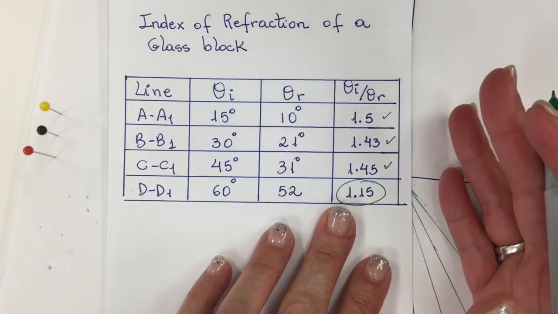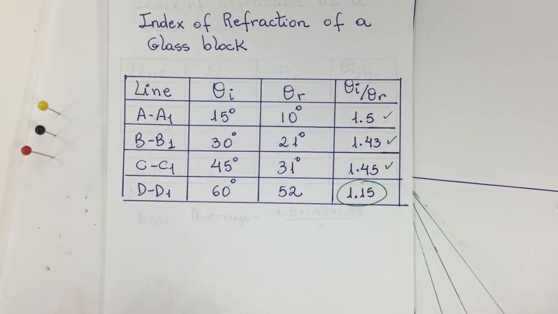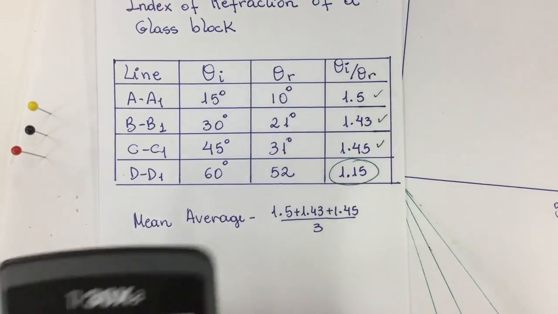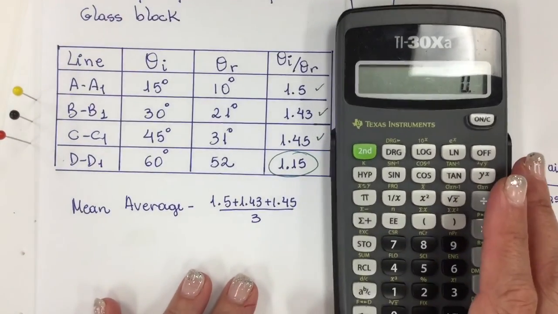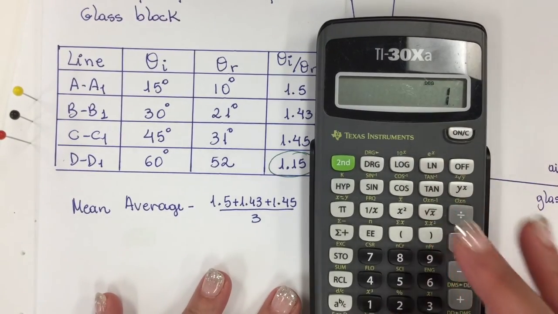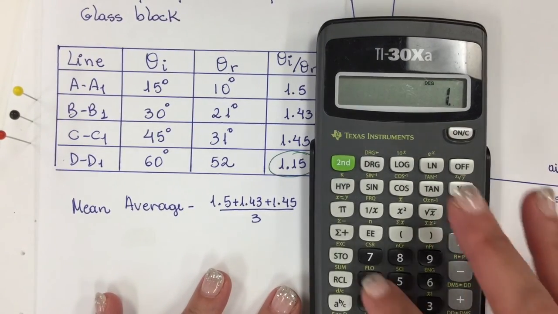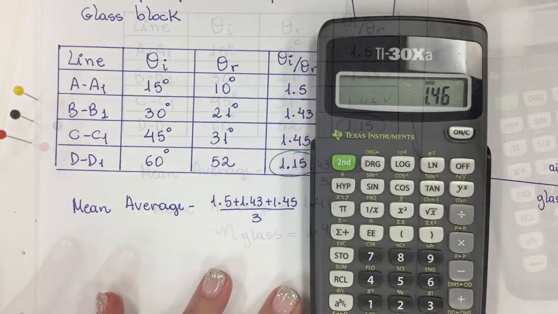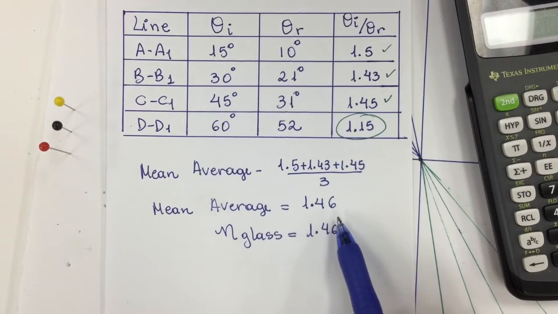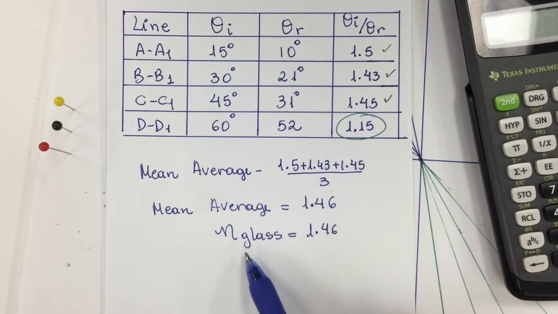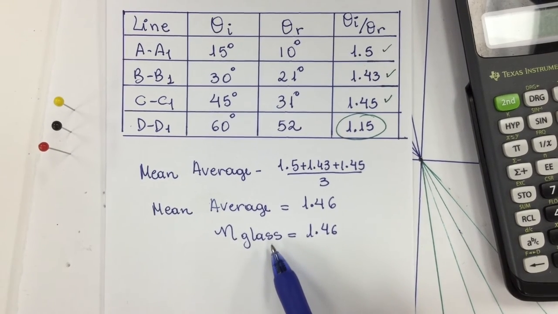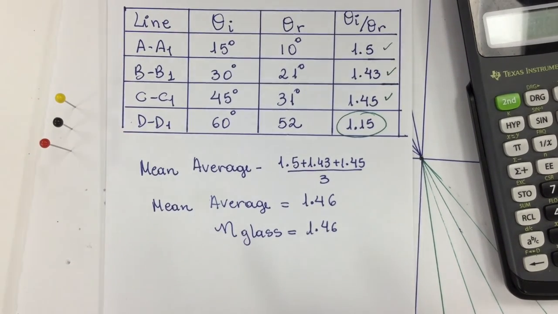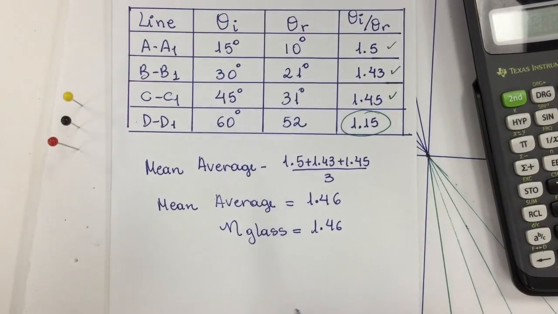So I have enough trials. I have three trials, which is good enough. So then it'll be just the first three: 1.5 plus 1.43 plus 1.45, divided by 3. So the mean average is 1.46, which is the index of refraction for this particular glass block. If I want to go farther and calculate the speed of light when passing through glass, I can use the formula.